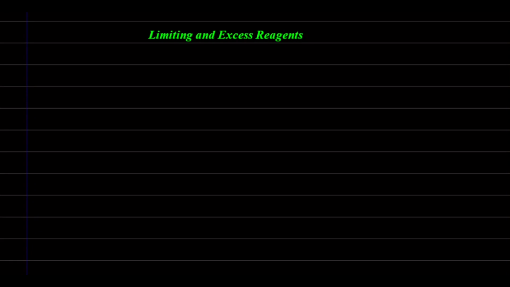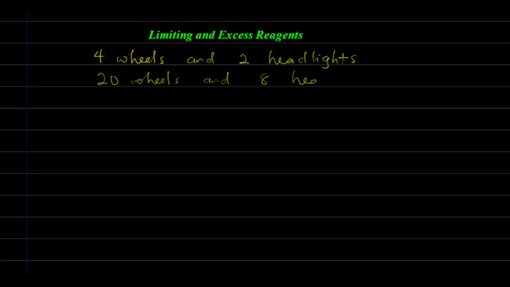Let's say to produce a car in the industry, we need 4 wheels and 2 headlights. If we now have 20 wheels and 8 headlights available in the industry, that's 20 wheels are available and 8 headlights are also available. With this available equipment, how many cars can we produce? Let's do the basic math.